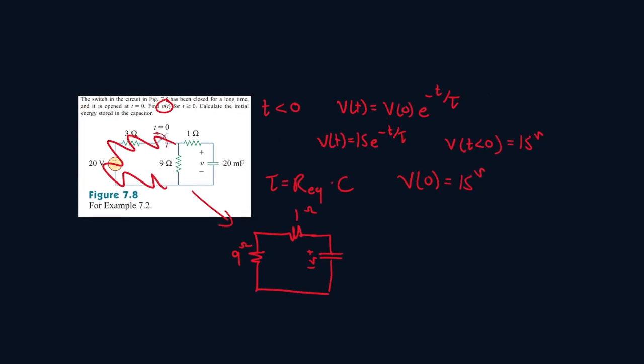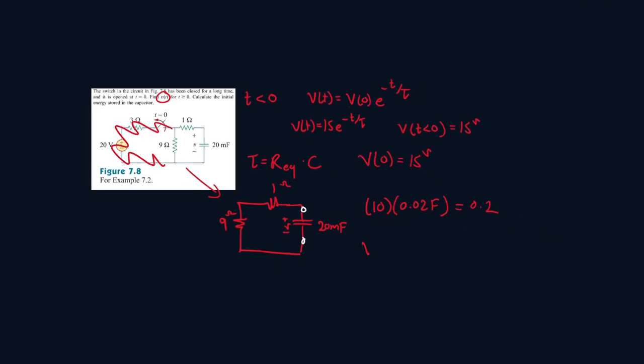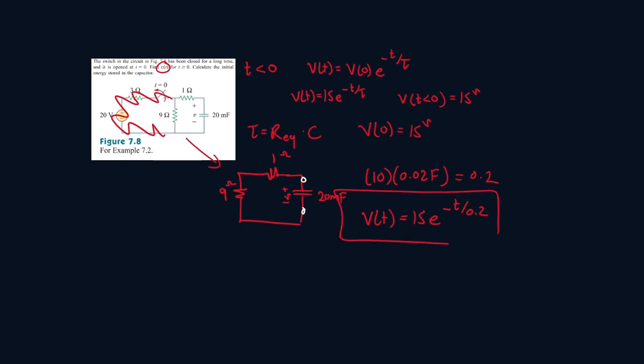Okay, so the equivalent resistance will be between the capacitor terminals. The equivalent resistance is just 9 plus 1, which is 10. So it'll be 10 times the capacitor value. The capacitor value is 20 millifarads, and dividing that by 1000, that's 0.02 farads. And so the time constant will be 0.2. Now we have enough information to find our formula. So our formula will be V(t) equals 15 e to the power of minus t over 0.2. Alright, so that's our formula done.